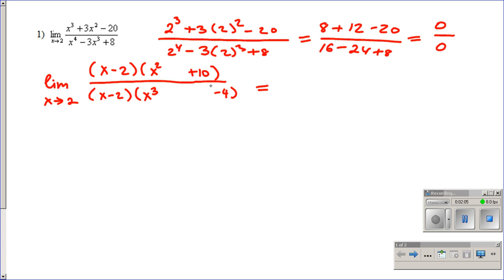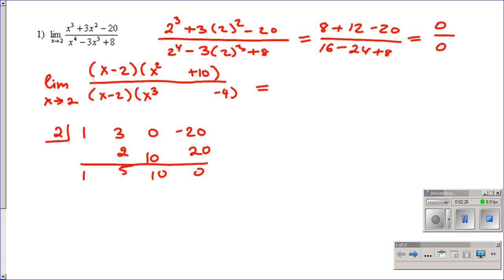So I actually need to know the exact quotient here, so I'm going to use synthetic division. I'm going to do synthetic division on the top. We notice that we are missing the x term, so we have to use 0 as a placeholder. So we do synthetic division, and we expect 0 to be the answer, so we know that we did it correctly. So it's nice to check. So you have 10 here, you have x squared, so this has to be plus 5x.